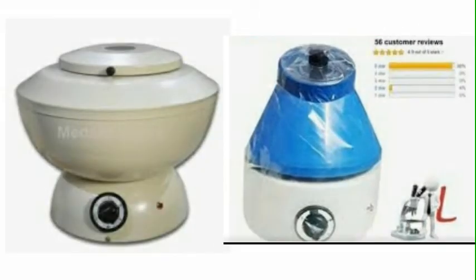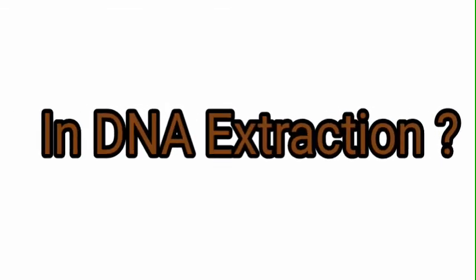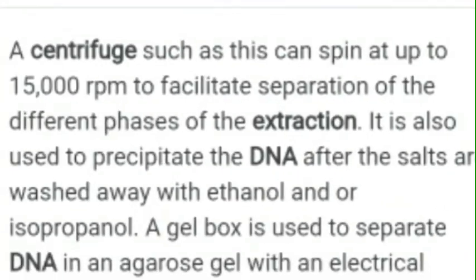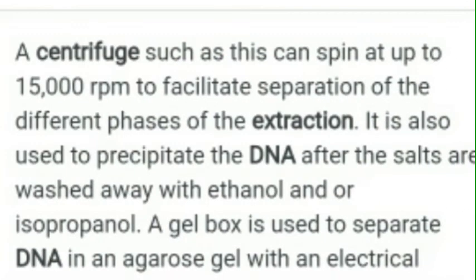And regarding the centrifuge, the question arises: what does a centrifuge do in DNA extraction? A centrifuge such as this can spin at up to 15,000 rpm to facilitate separation of the different phases of the extraction. It is also used to precipitate the DNA after the salts are washed away with ethanol or isopropanol. A gel box is used to separate DNA in an agarose gel with an electrical charge.